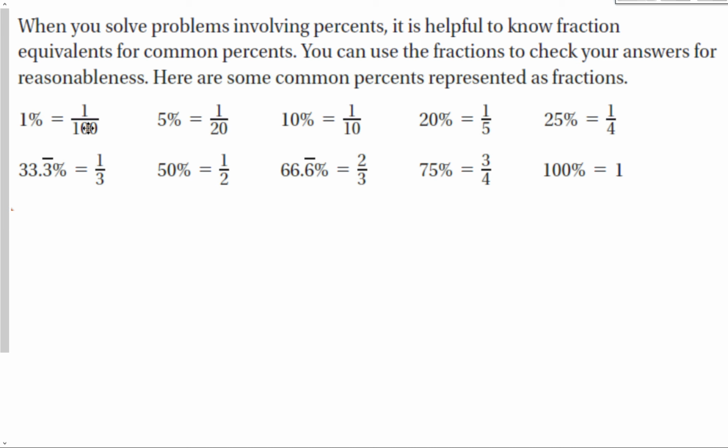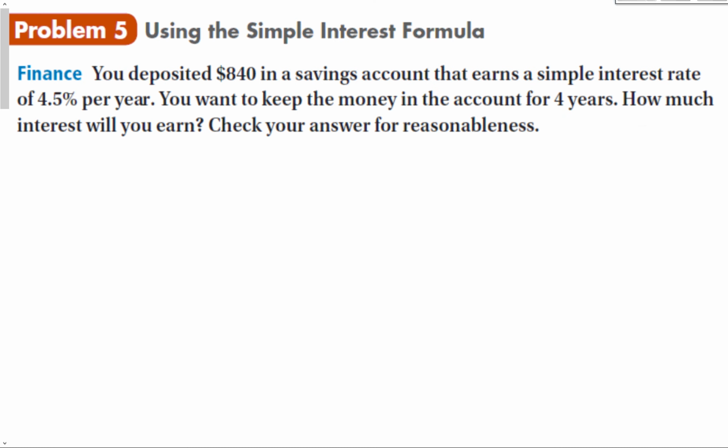1% is 1 over 100, 5% is 1 over 20, 10% is 1 over 10, 20% is a fifth, 25% is a fourth, 33% is 1/3, 50% is a half, 66% is 2/3, 75% is 3/4, and 100% is 1. Okay, so you should kind of know all those.